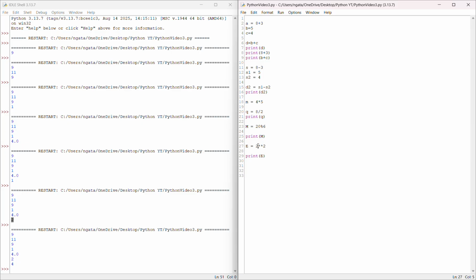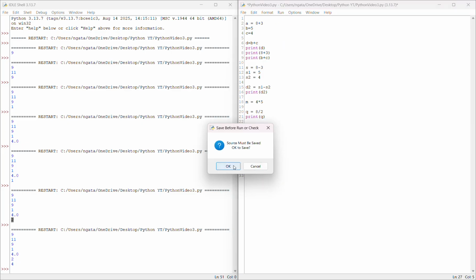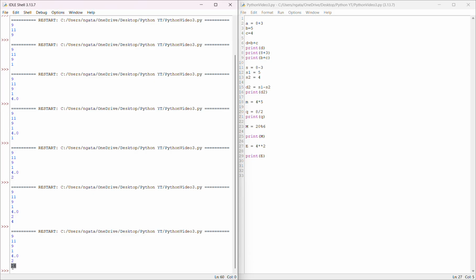So I'll do something different, because 2 times 2 and 2 raised to the 2 is the same thing. So we'll do something different. We'll say 4 raised to the power of 2. And we'll look at that. Should be getting 16. There we go.